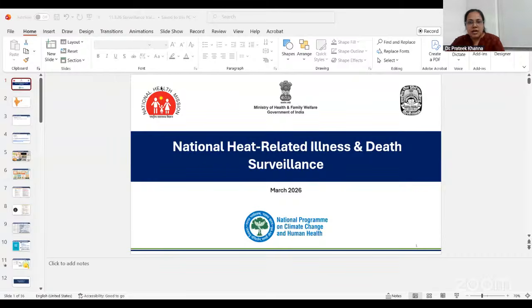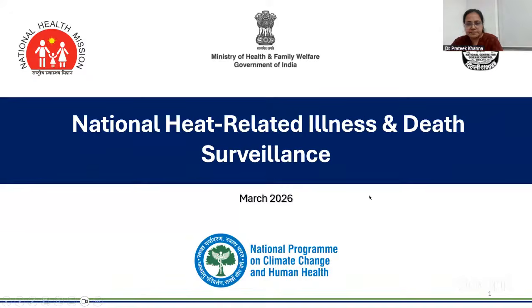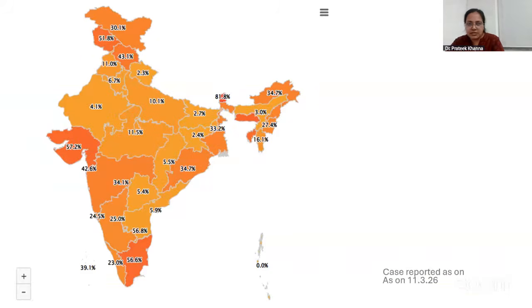As you can see on this map, it shows how many facilities are currently reporting from each state. It is not a good number. We have to improve the reporting, and that's why we have organized this refresher session on how to improve reporting and the problems we are facing. Regarding the data reported on 11th March, the worst performing states/UTs were Andaman Nicobar, Uttarakhand, Jharkhand, Bihar, Assam, and Rajasthan.